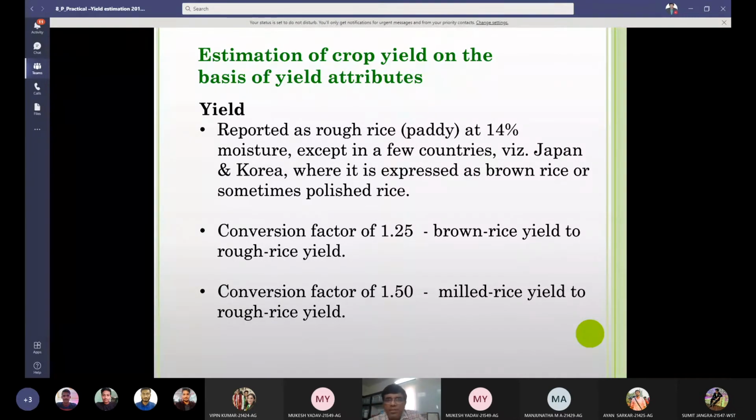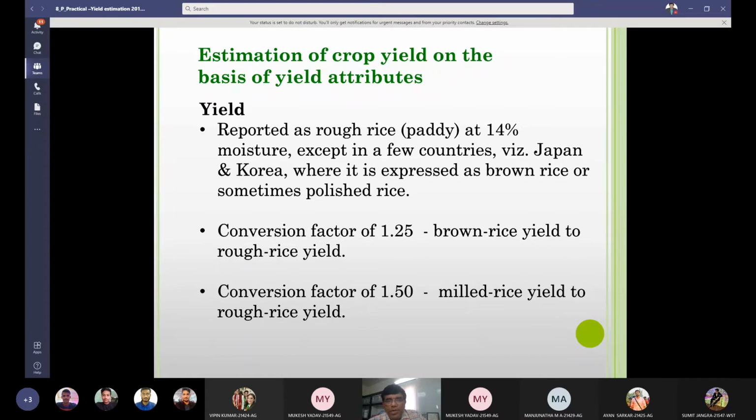In pulses, yield attributing factors may be number of pods per plant, number of seeds per pod, seed weight, something like that. Similarly, in oilseeds like rapeseed mustard, you can have siliqua number per plant, seeds per siliqua, 1,000 seed weight. In rice or cereals, particularly I refer to rice, you have panicle number per meter square, spikelet number per panicle, and 1,000 seed weight as the important yield attributes, and also your fertility percentage.